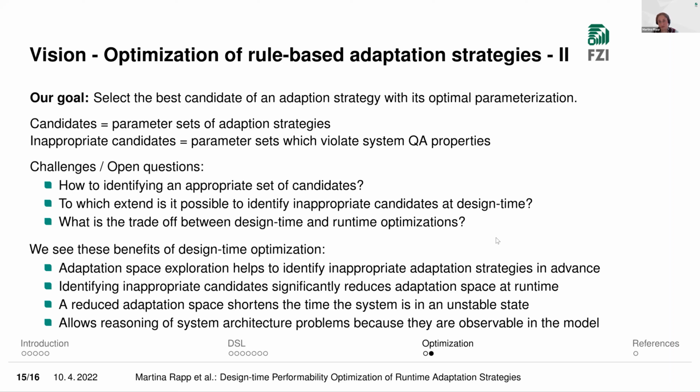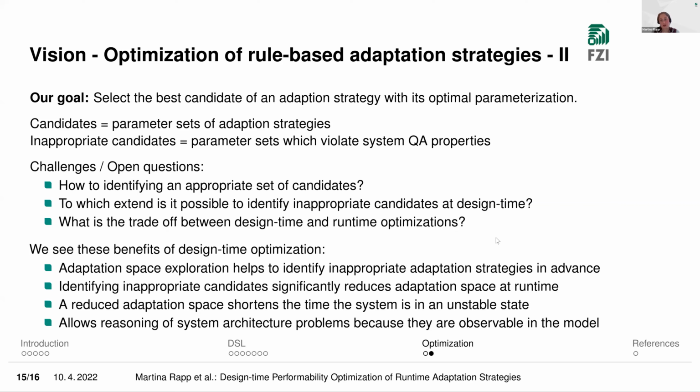Also, the runtime optimization approaches usually start their selection process without any previous knowledge. Consequently, finding an optimal strategy takes considerable time in this setting. But starting with a reduced pre-selected adaptation space might shorten the time the system is in an unstable state, because we think that chances are much higher that the adaptation strategy converges faster due to the restricted set of candidates that needs to be explored.